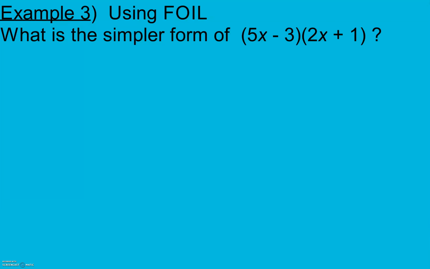In example 3 here, we're going to use FOIL. What's a simpler form here? FOIL is just an acronym that we're going to use here to help us remember the combinations of things to multiply. So FOIL stands for firsts, outsides, insides, and lasts. What we mean by that is firsts from each binomial, outsides, the outermost terms in each binomial, insides, the innermost terms in each binomial, and last means the last one in each binomial.